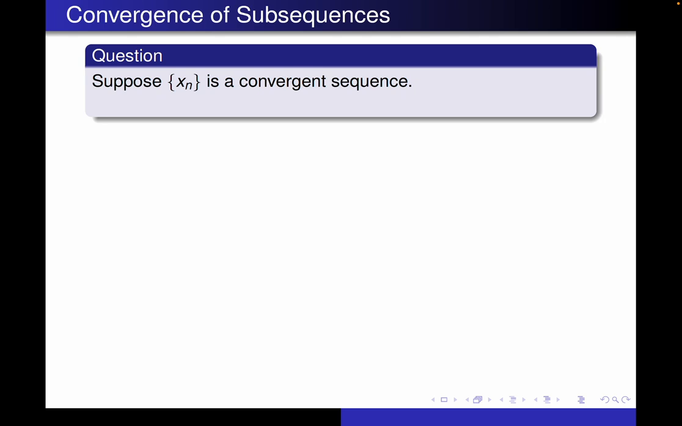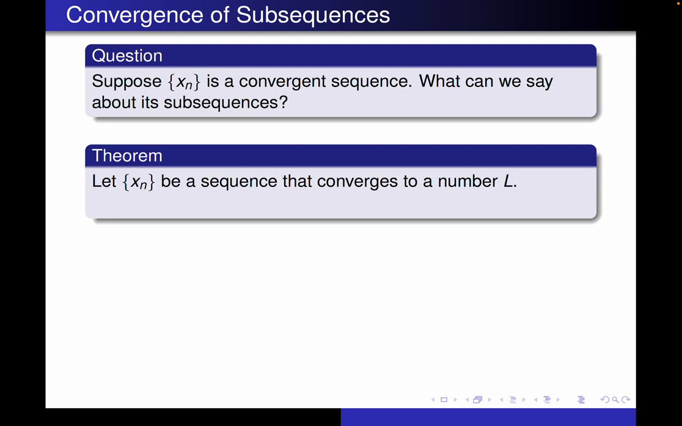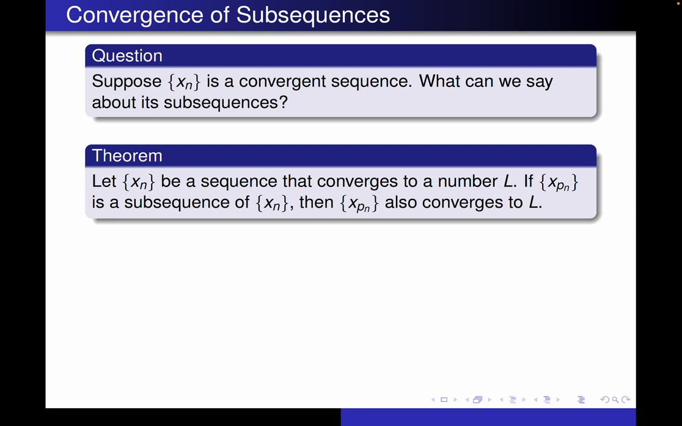So now suppose xn is a convergent sequence. The question is, what can we then say about its subsequences? It makes sense that if all the terms in xn are getting close to some limit L, then the terms of all its subsequences should be getting close to that same L, and we're going to prove that as a theorem. So let xn be a sequence that converges to the number L. If x sub pn is a subsequence of xn, then x sub pn also converges to L. And the proof isn't going to be too bad.